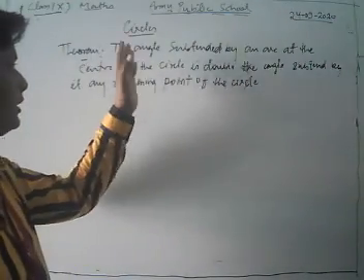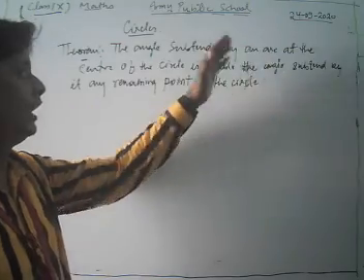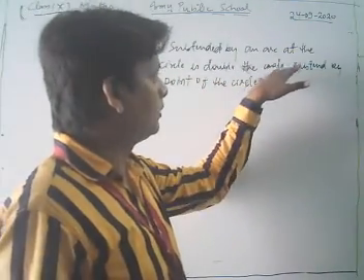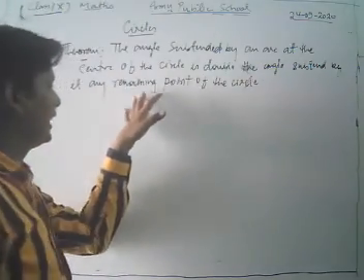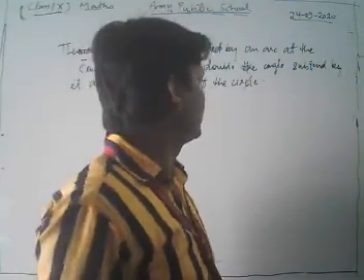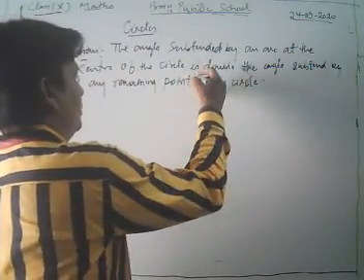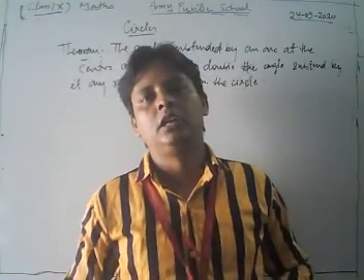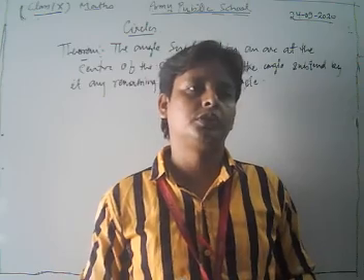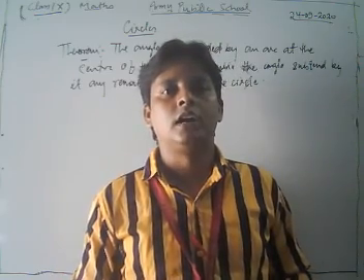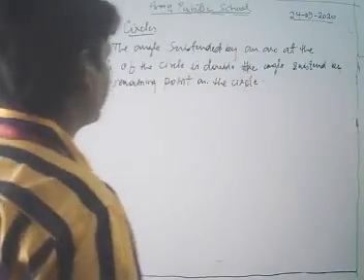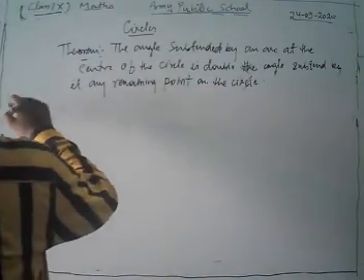Let's see once more: the angle subtended by an arc at the center of the circle is double the angle subtended by it at any remaining point on the circle. Dear students, this is a very important theorem, and there are many important questions in your NCERT exercise. Let's see its proof.